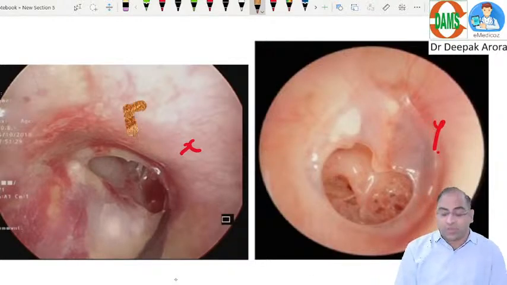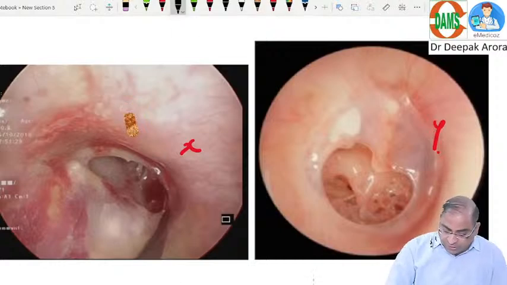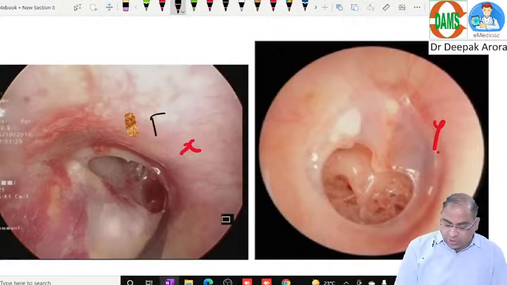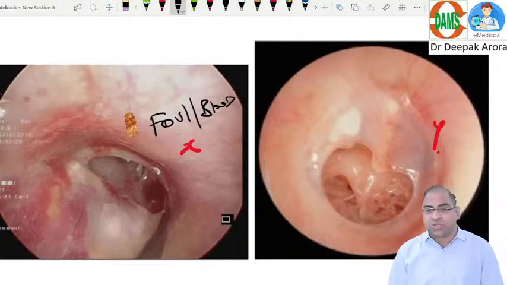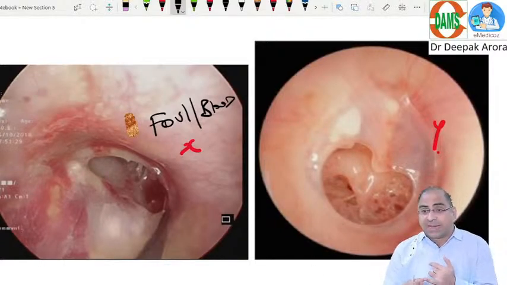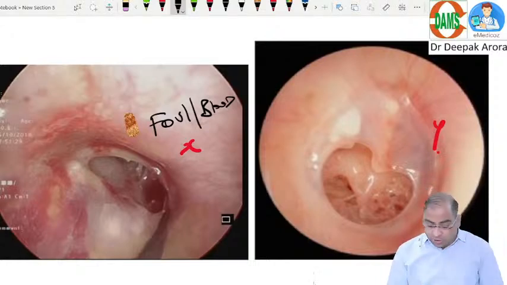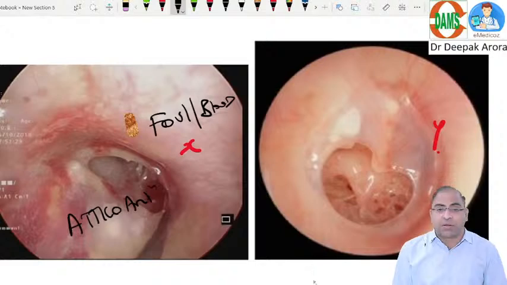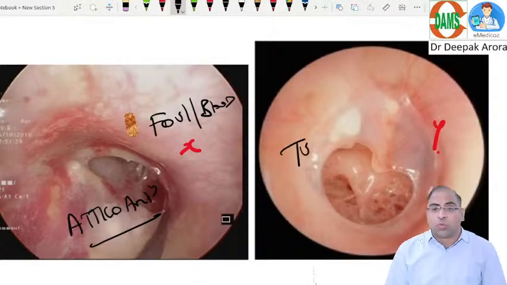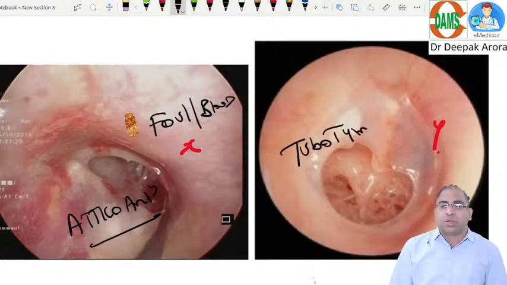X is a foul smelling discharge. That is the keyword. Which keyword will be there in the MCQ? There will be foul smelling discharge, blood stained discharge, and the upper part of the ear will be involved. Pars flaccida, attic, aditus, upper parts will be involved. We call it atticoantral ear. This other one is known as tubotympanic.